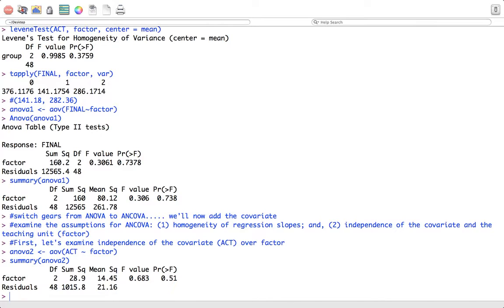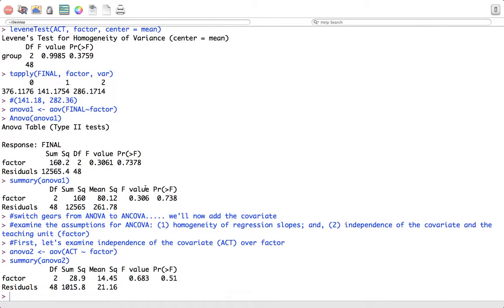Now that should be intuitively clear why we do that. Because, for example, if we're controlling for the effect or adjusting the variation for the effect of adding the covariate to the model, and we've got one teaching style, either 0, 1, or 2, that has students with higher ACT scores, then that could be a threat. Well, it's not that it could be. It most likely would be a threat to the results of the analysis. We want independence of the covariate over the teaching unit. We don't want any difference in the means. And with the high p-value of 0.51, it appears that we don't have that.